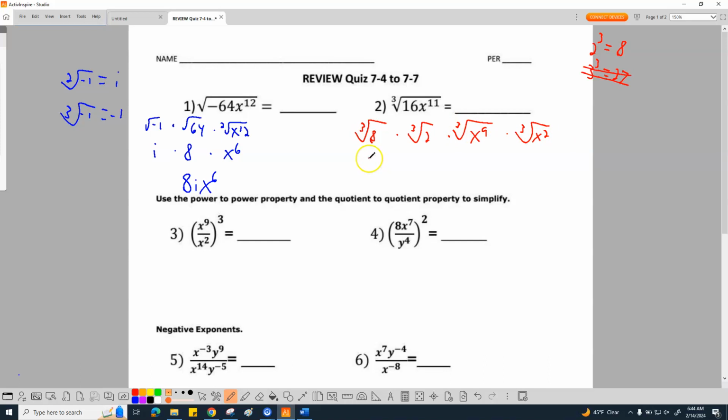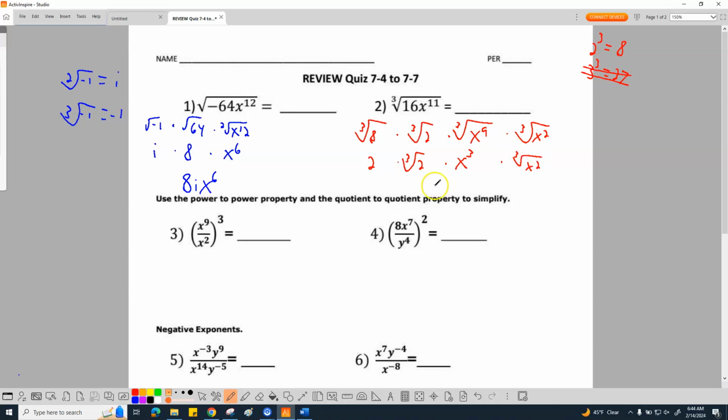So cube root of 8 is 2. Cube root of 2 does not break down. This number, 9, divided by this number, 3, gives you x to the 3rd. And then this one, the cube root of x squared, does not break down. When this number is smaller than this number, it does not break down anymore. So you have cube root of x squared.